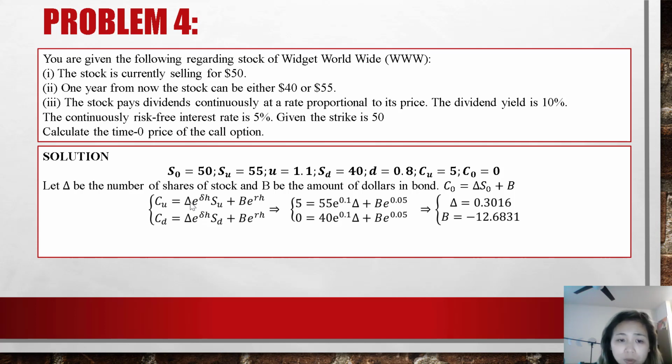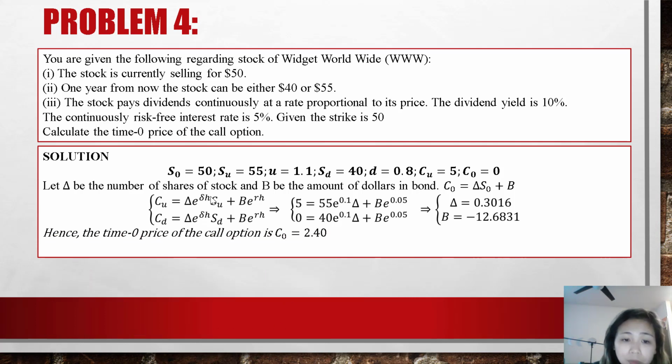Similarly for CD, we get CD is delta e to the delta h times SD plus B e to the rh. And from here, plugging the numbers in, we get 5 is 55 e to the 0.1 delta plus B e to the 0.05. 0 is equal to 40 e to the 0.1 delta plus B times e to the 0.05. And from here, we solve for delta and B. We got delta 0.3016 and B is negative 12.6831.